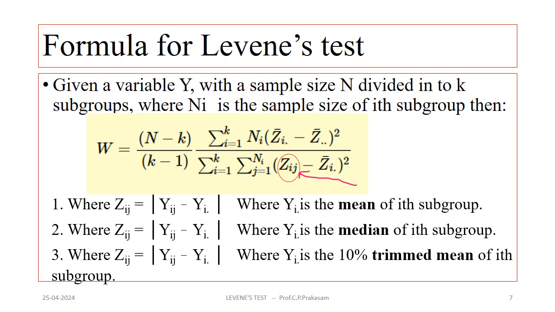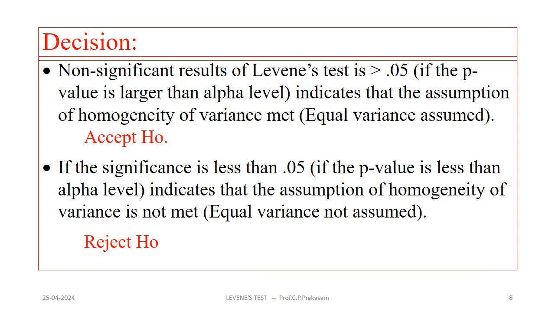Therefore, Levene's test will take the distribution pattern into account while calculating the formula for that W. Then what is the decision one has to make? If the result of Levene's test is non-significant, that is, if the probability value is larger than the alpha value of 0.05, it indicates that the assumption of homogeneity of variance is met. Equal variance is assumed and accept H naught.